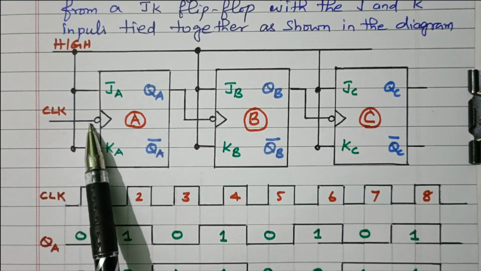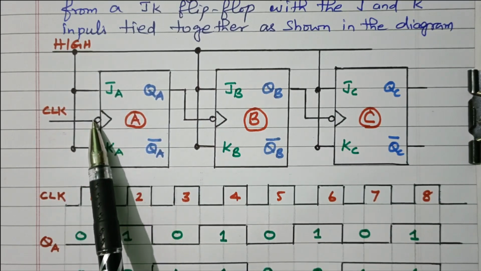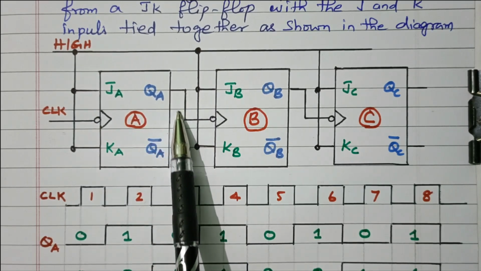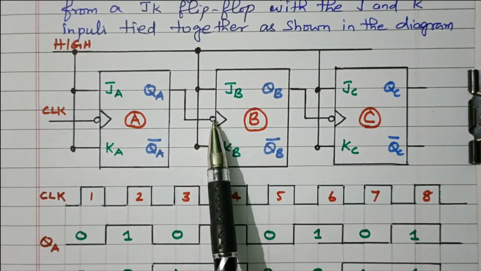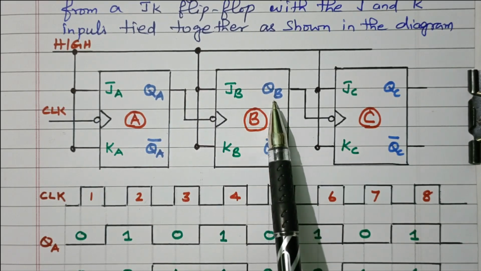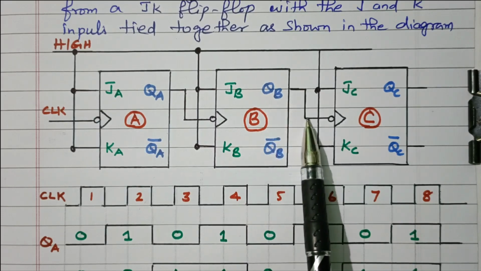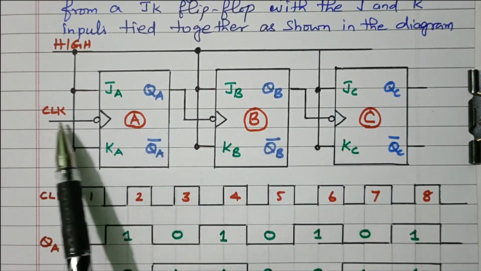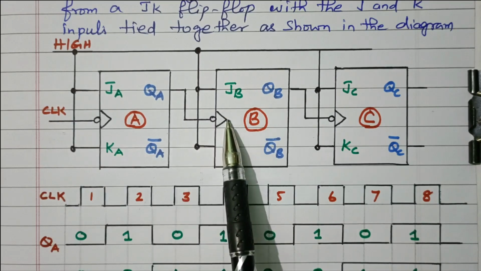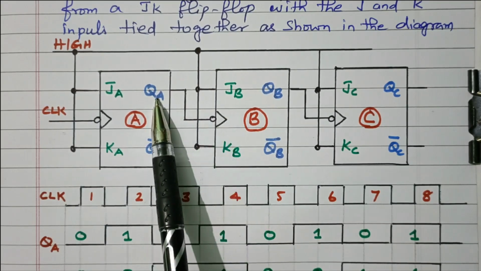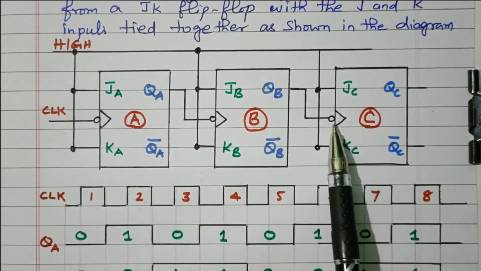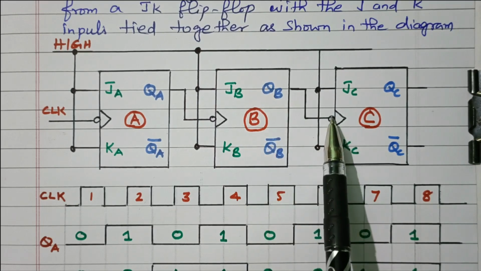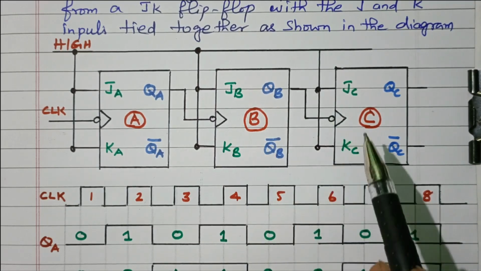Now see the clock pulse is connected here to the first flip-flop, inverted, complementing. The output of the first flip-flop, QA, is connected as the clock pulse of the second flip-flop. Here also inverted. QB, the output of the second flip-flop, is connected to the clock pulse of the third flip-flop. This is also inverted. So the first flip-flop receives the clock pulse, the second flip-flop's clock pulse is the output of the first flip-flop, and the third flip-flop receives the output of the second flip-flop as its clock pulse.